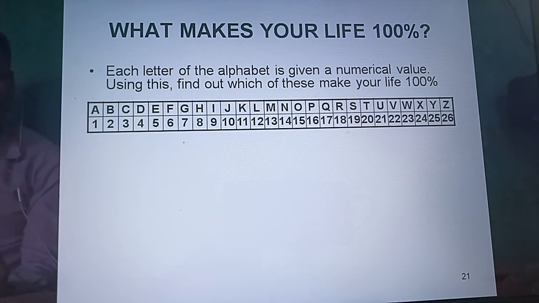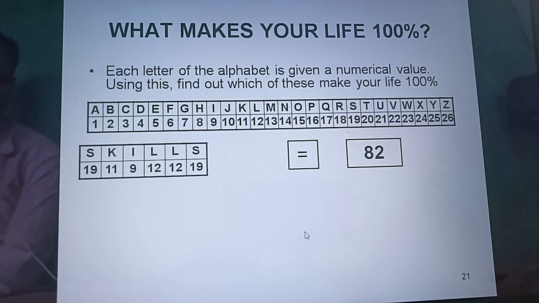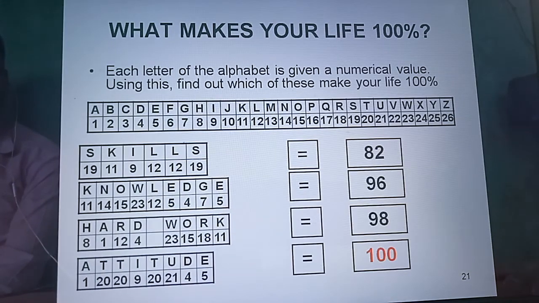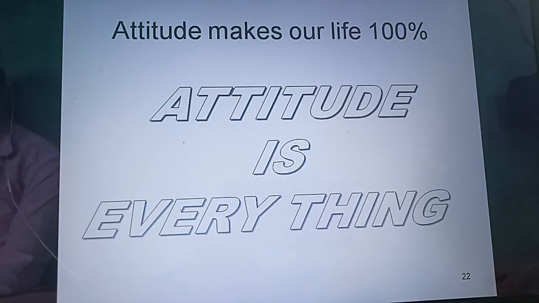Okay, logic is used here. Each letter of the alphabet is given a numerical value. Using this, find out which of these makes your life 100%. So accordingly, see here, it's very interesting. Skills has a sum of 82. Then knowledge has a sum of 96. Hard work is the sum of 98, and attitude is equal to 100. So obviously your attitude makes your life 100%.